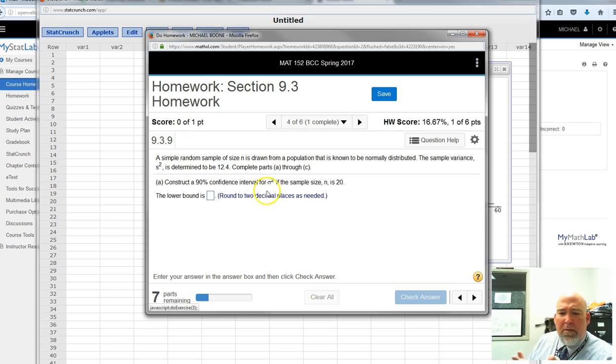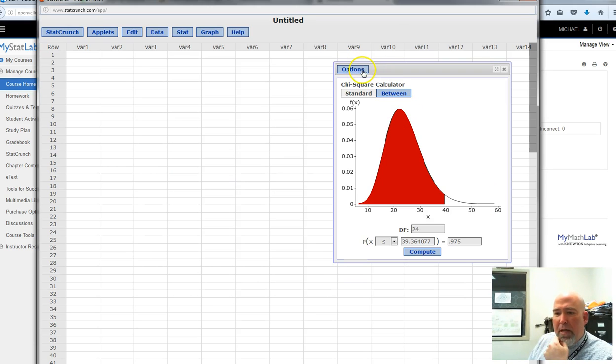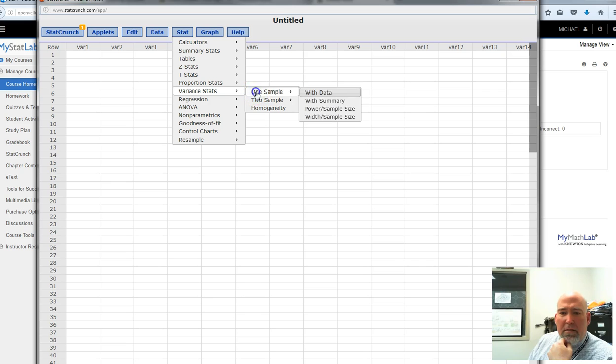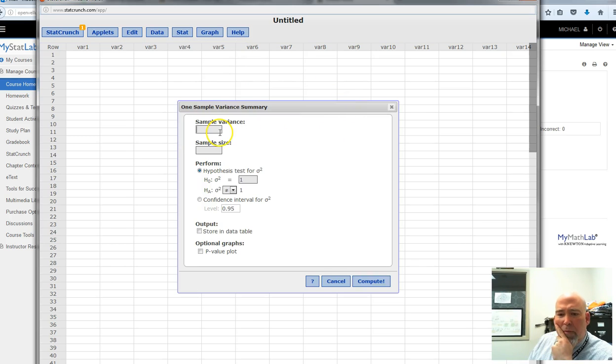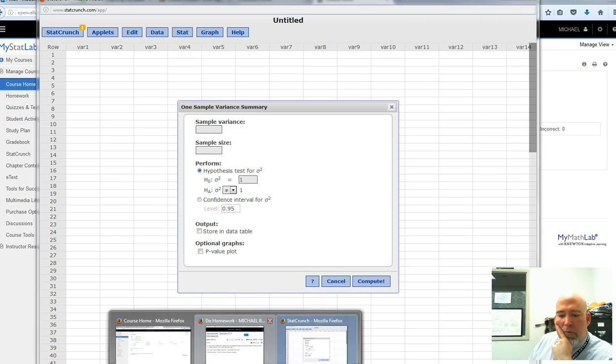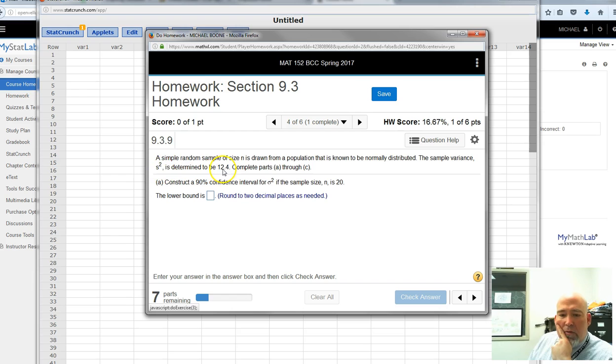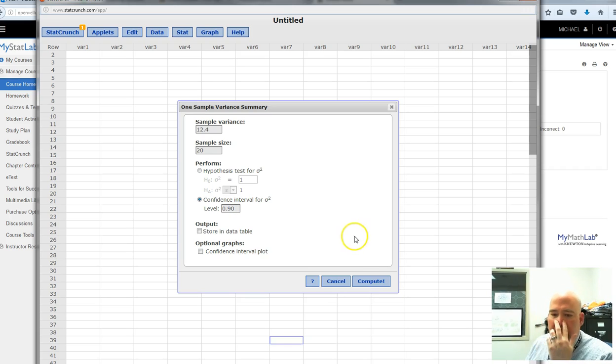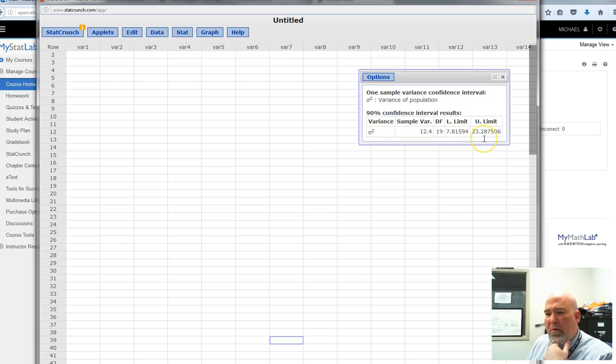This one, constructing a 90% confidence interval for a population variance. So similarly, how we did those in the previous sections, we're going to go to our variance stats, one sample, and with a summary. We were told that S squared is 12.4, sample size is 20, 90% confidence. So when doing this in StatCrunch, we're just typing in the information that they give us. Confidence interval, we want to be at 90%. So it's going to give me my lower bound and my upper bound.